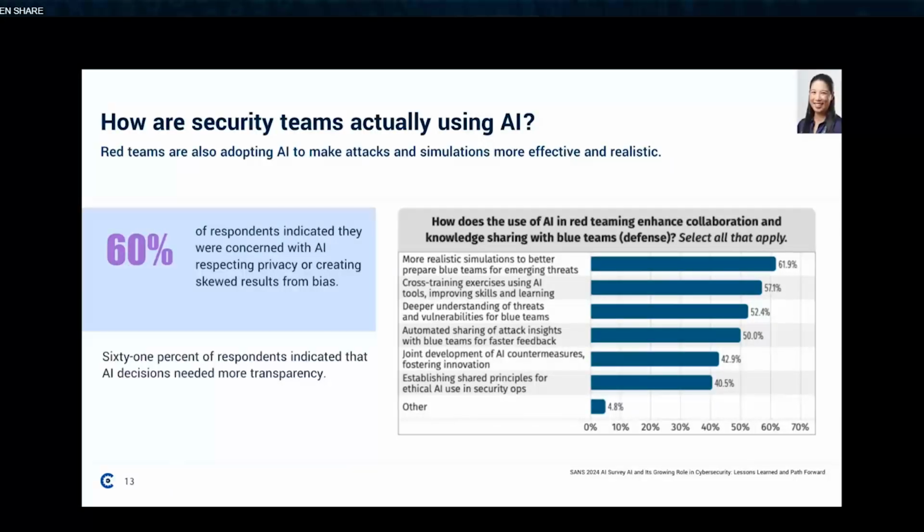And so, the second one says cross-training exercises using AI tools, improving skills and learning. Here I just think between red and blue teams working together, what some people refer to as purple teaming, there's just such a cool sort of feedback loop and system that can get created, and when you've got your blue team of humans, your red team of humans, and then AI is being put into the mix, then that's certainly an important area that I think we can continue to keep our eyes on. Next slide, please.